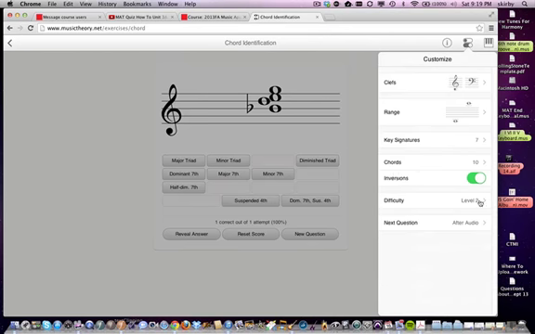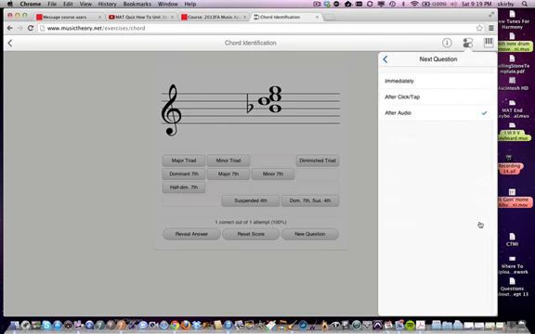Difficulty level, again, that's up to you. You can start easier and ramp it up. And then how often do you want it? How quickly do you want the answer to come? Straight away, or after you're ready and you click and tap here. If you're timing yourself, you probably want to use this one because it'll go faster.